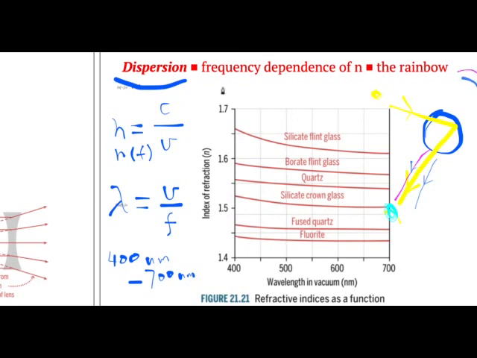So that's called dispersion. It's spreading out the frequencies. Or I could say it's spreading out the wavelengths, because frequency and wavelength are related. Or I could say it's spreading out the colors, because the colors and the wavelengths are related.